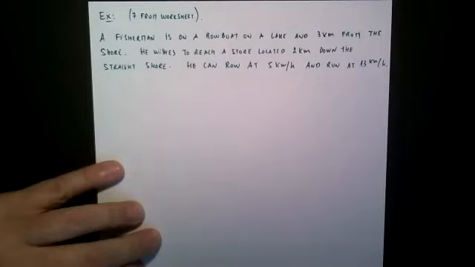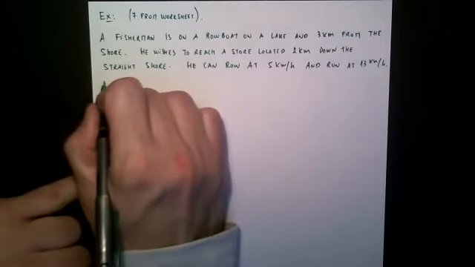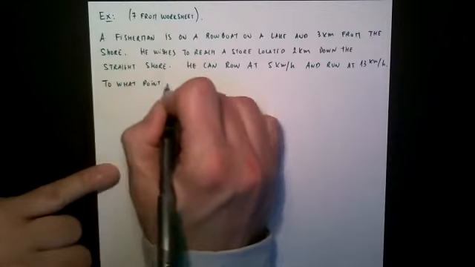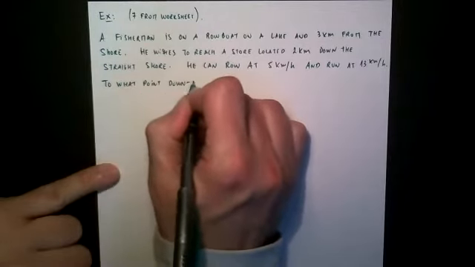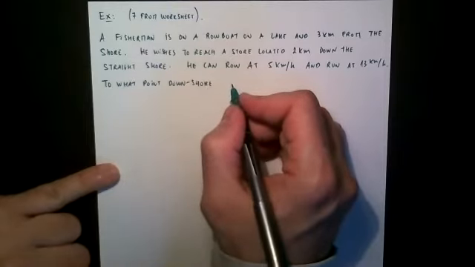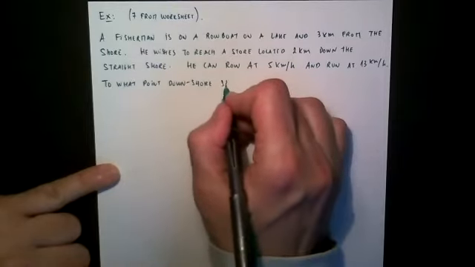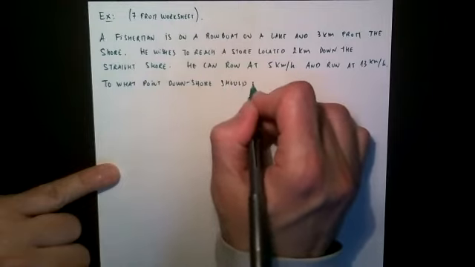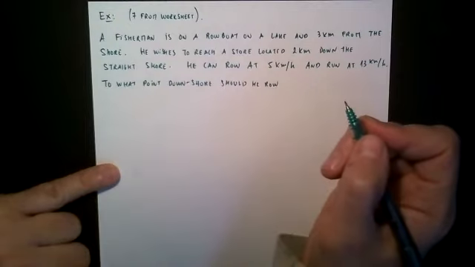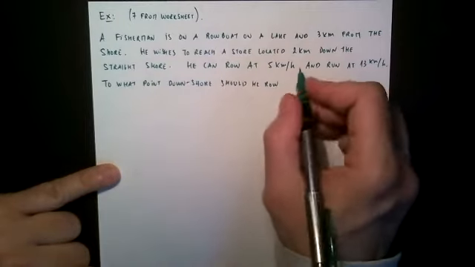Okay, let's give it to us. So question is, to what point downshore should he row, I guess? Should he row, yeah? Should he row to get to the store as quickly as possible?